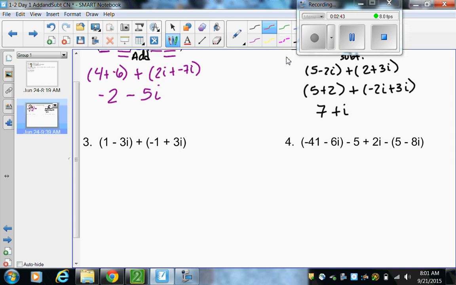Example 3, first thing, ask yourself, what operation are we doing? In this case, we are adding, so we can just collect like terms. So we have a 1 and a -1 and a -3i and a positive 3i. So 1 plus -1 is 0. -3i and positive 3i is 0. And so essentially, if you left it like this it is correct, but essentially you would just see the answer written as 0.